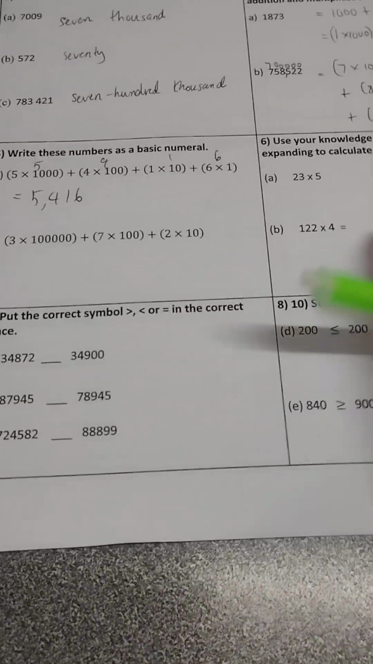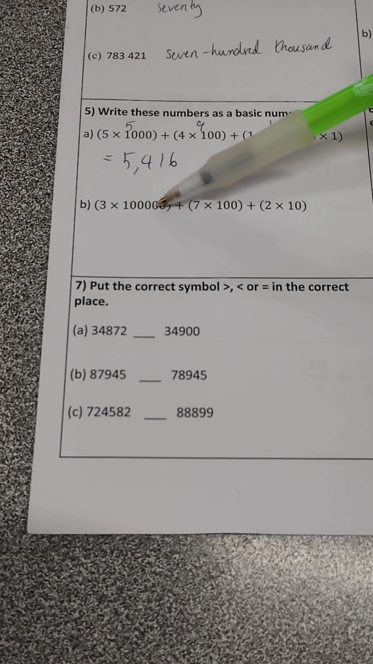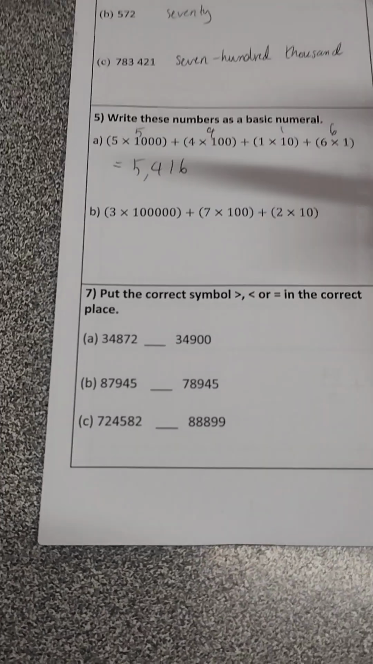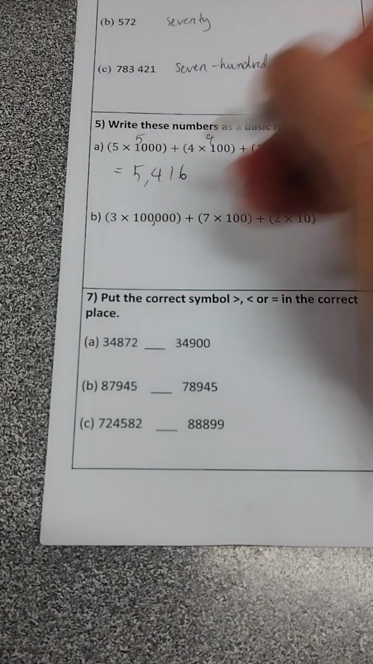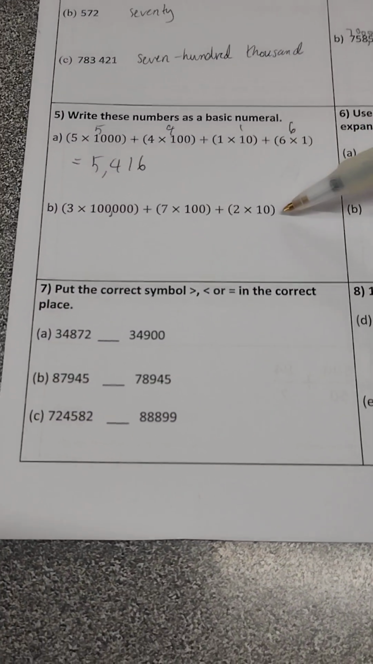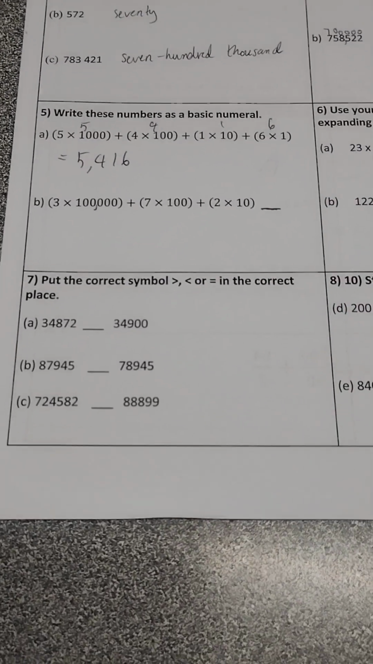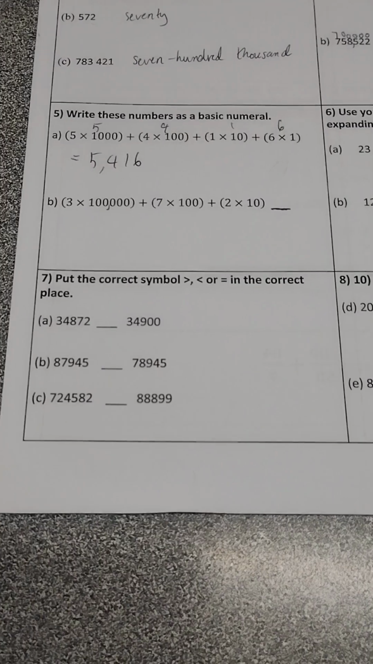Now be careful with B. Check the pattern. How many zeros do we have here? We've got 1, 2, 3, 4, 5. So that's in the hundred thousands. Okay. Then we go to 100s, tens, and there's also no ones. So I've noticed that there's no ones there. Okay, that's something to keep an eye out for.